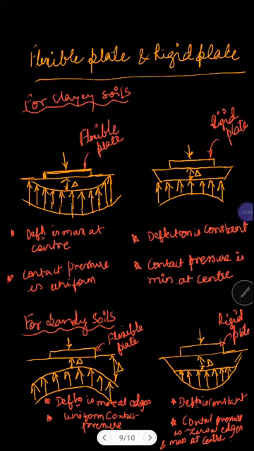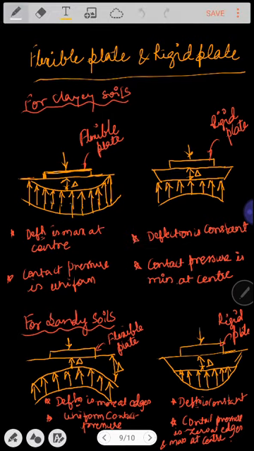Today we are going to study the difference between the flexible plate and the rigid plate. Here we can see, for clay soils, we can expect the flexible plate resting over the soil subgrade or the base course. Here you will find the deflection is maximum at the center, and the deflection is almost zero at the edges, and there will be a uniform contact pressure throughout under the flexible plate.